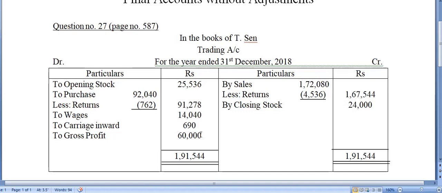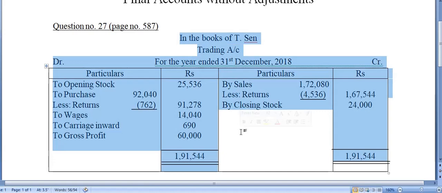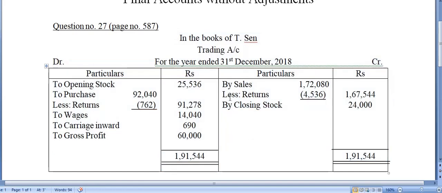I hope you are now familiar with the trading account. These are the items of the credit side, only sales and the closing stock. If there are any returns on sales, then you must subtract. And these are the items of the debit side. There can be other items also, like power supply, fuel and power, factory rent, or other productive expenses, or manufacturing expenses.